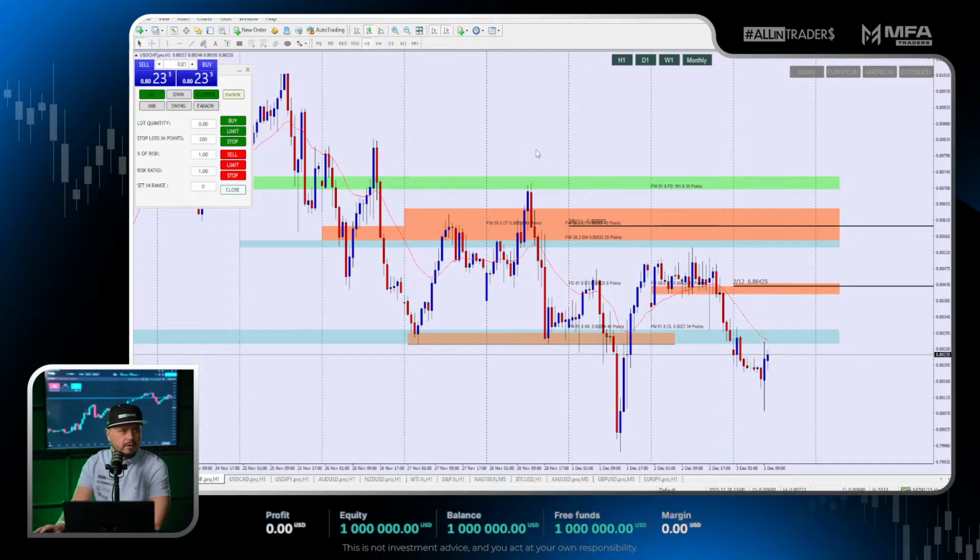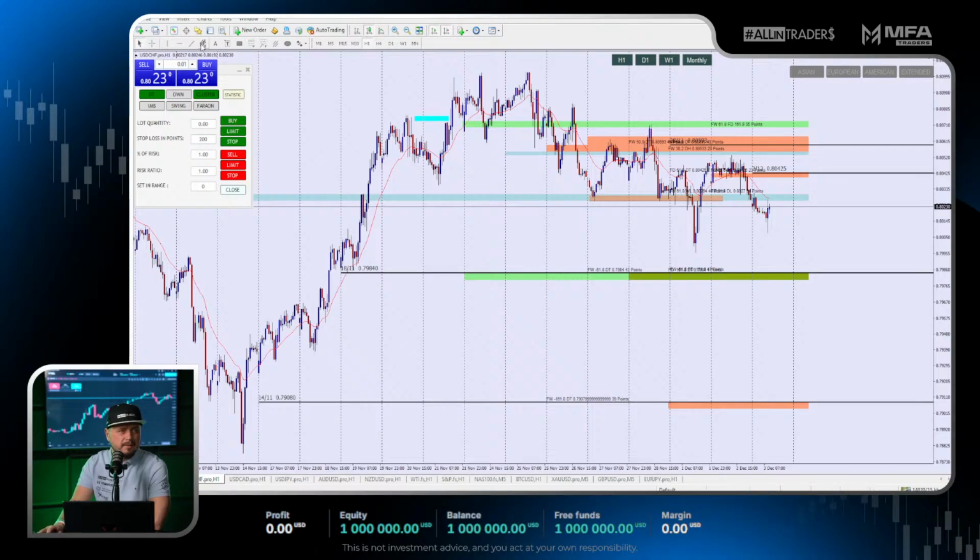We got Swiss franc. We got targets with the cluster. So basically, we could set order for reaction at this area. Let's check if we got any.